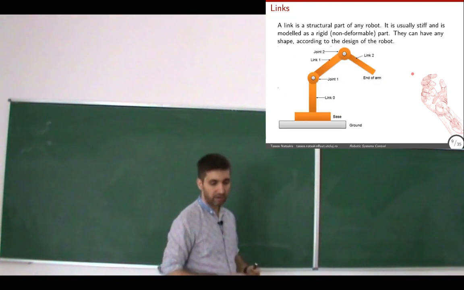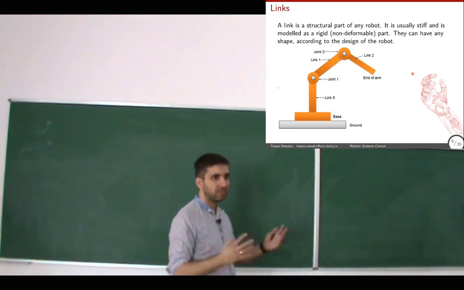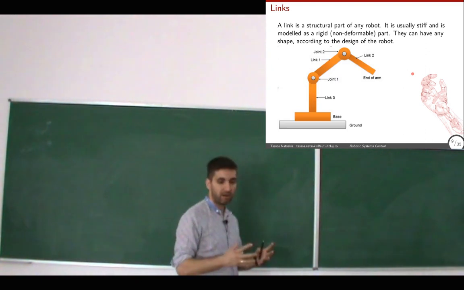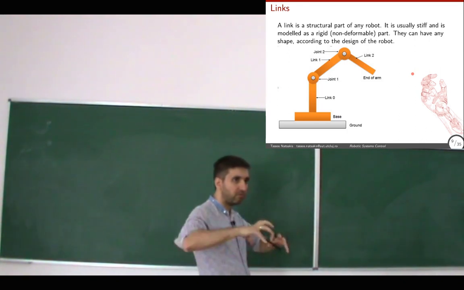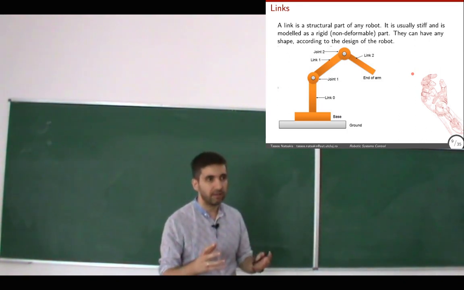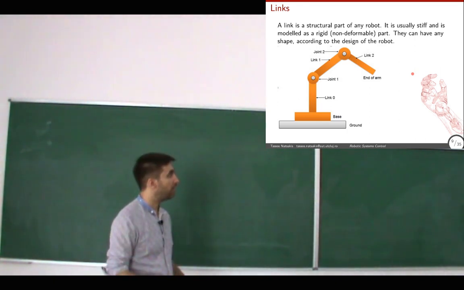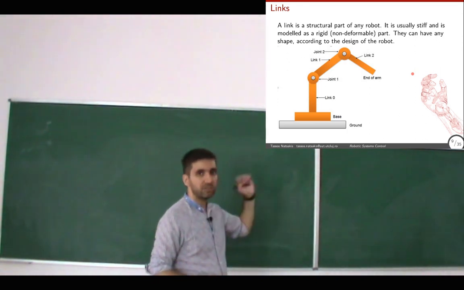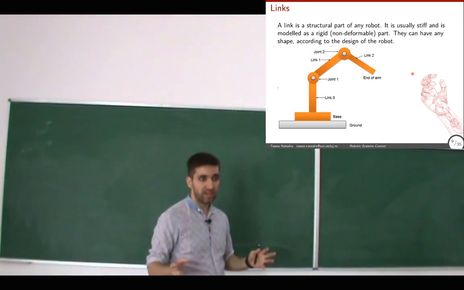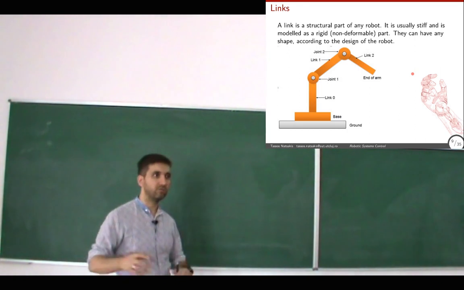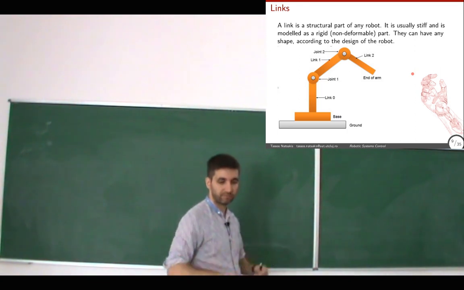Okay, just again to clarify the terminology, the structural parts we usually call links. They are stiff and rigid, so they don't deform. They do deform slightly, but we don't include this kind of modeling in our consideration. That would make the modeling way more complicated, but we can consider them as non-deformable. Okay? They can have any kind of shape, according to the design of the robot. You will see different robots with very weird shapes. It doesn't matter, as long as they are rigid and don't deform.